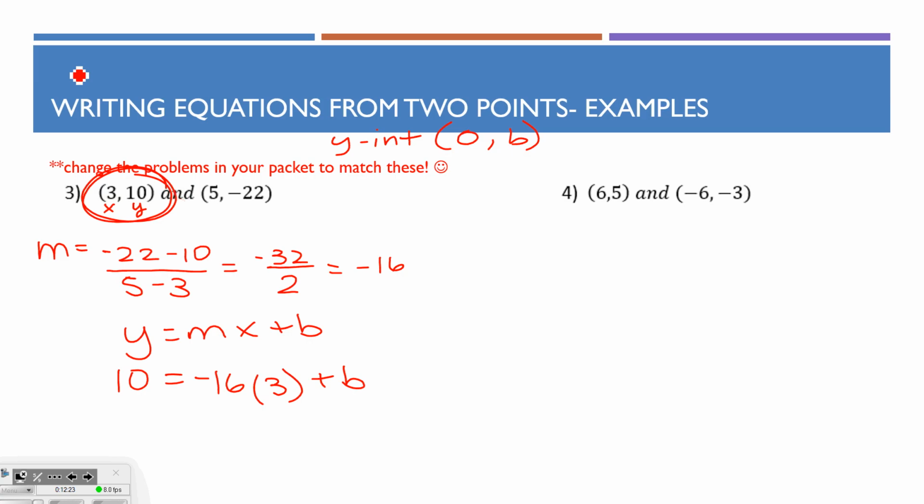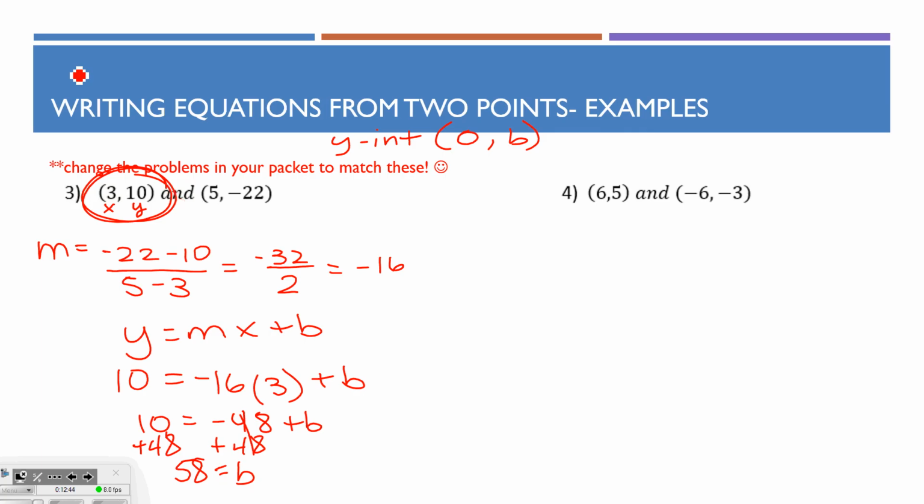So now I got to multiply to solve for b. I got to multiply negative 16 times 3. So 10 equals negative 48 plus b. And then solving for b, I get b equals 58.